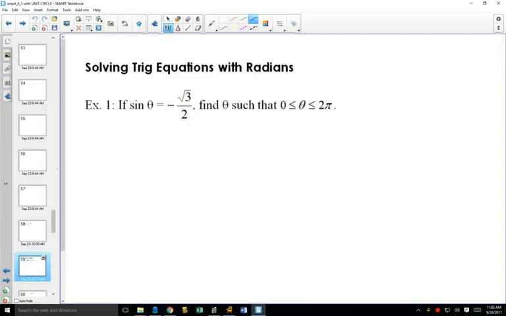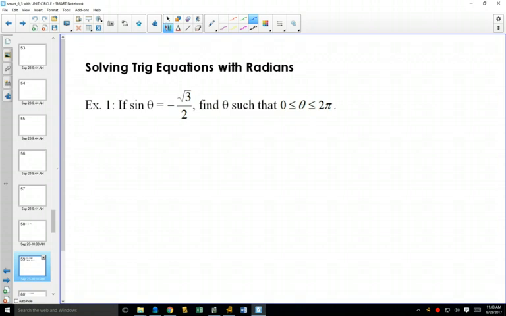So now we can use our unit circle to solve trig equations. The way that's done, in the past, if you were asked to solve sine of theta equals negative root 3 over 2, you would have found your reference angle by taking out your calculator and doing sine inverse of positive root 3 over 2.